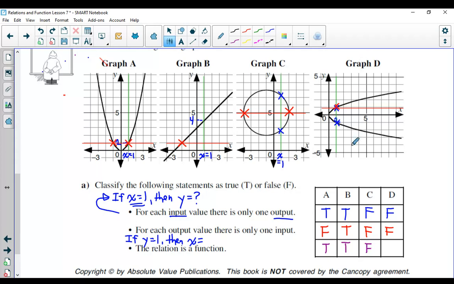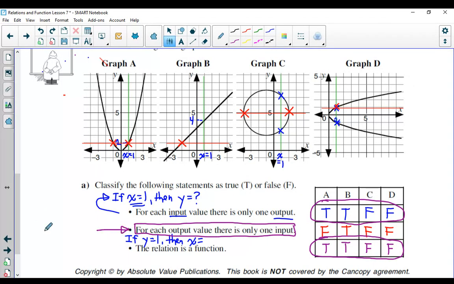And for graph D, does it pass the vertical line test? No, because there are a lot of different locations where if you draw a vertical line through the graph, it would pass through it at more than one location. So that would be false. The key thing is you're trying to identify whether or not something is a function. You're just looking at this row, identifying for each input value, is there only one output value? If that's the case, it means it would pass the vertical line test. This is not a criterion to define a function: for one output value, there's only one input. So that's not necessary to define a function.